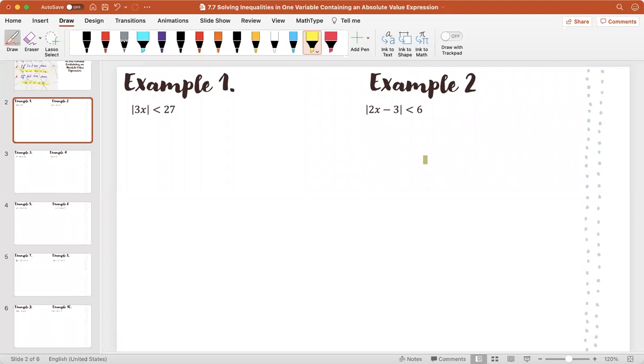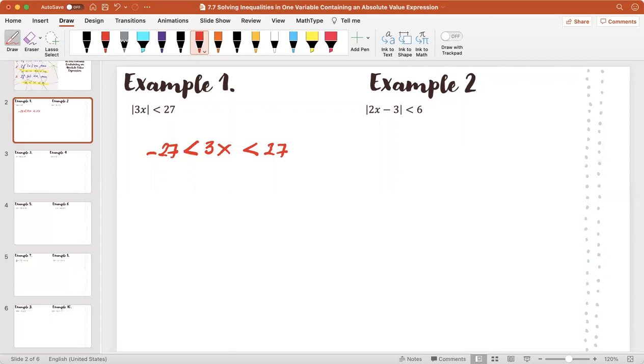In order to use the absolute value property, we must isolate the absolute value expressions. And it's already isolated here, right? We don't have any number outside the absolute value symbol on the left. So we can apply that immediately. We can rewrite absolute value of 3x less than 27 as 3x greater than negative 27 but less than 27. So that's how we write it using the property.